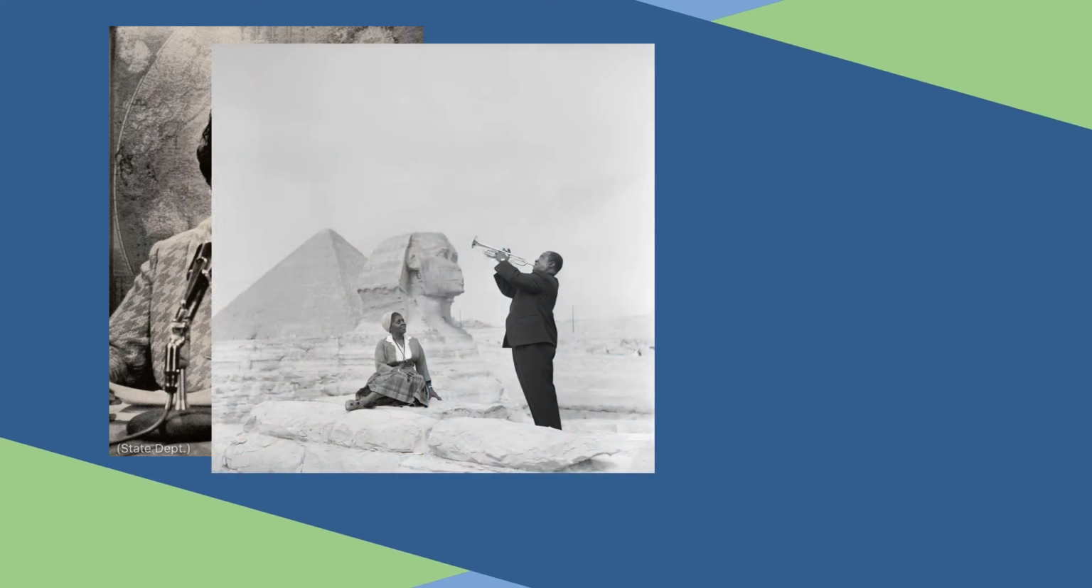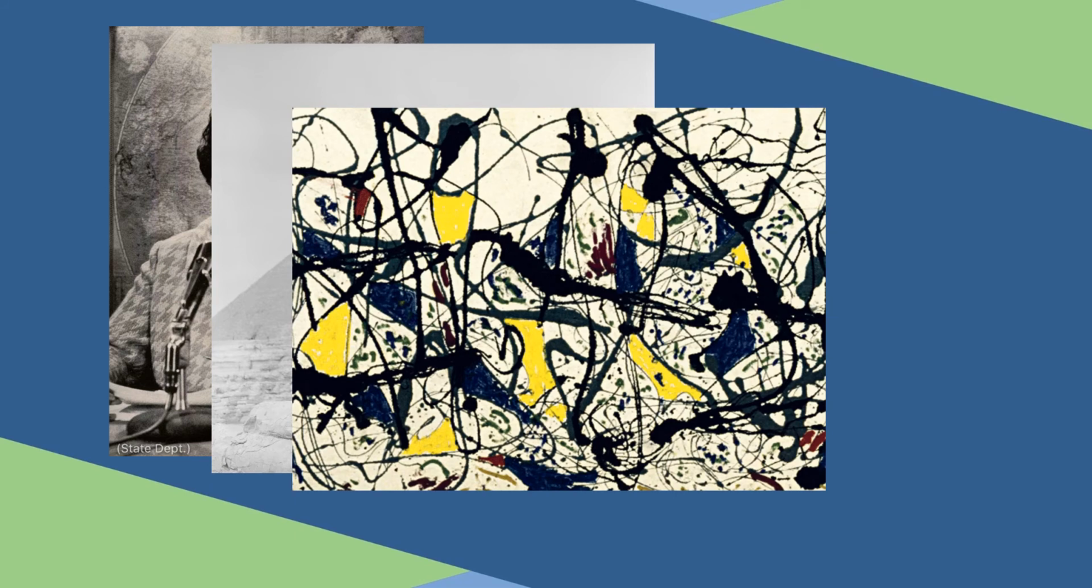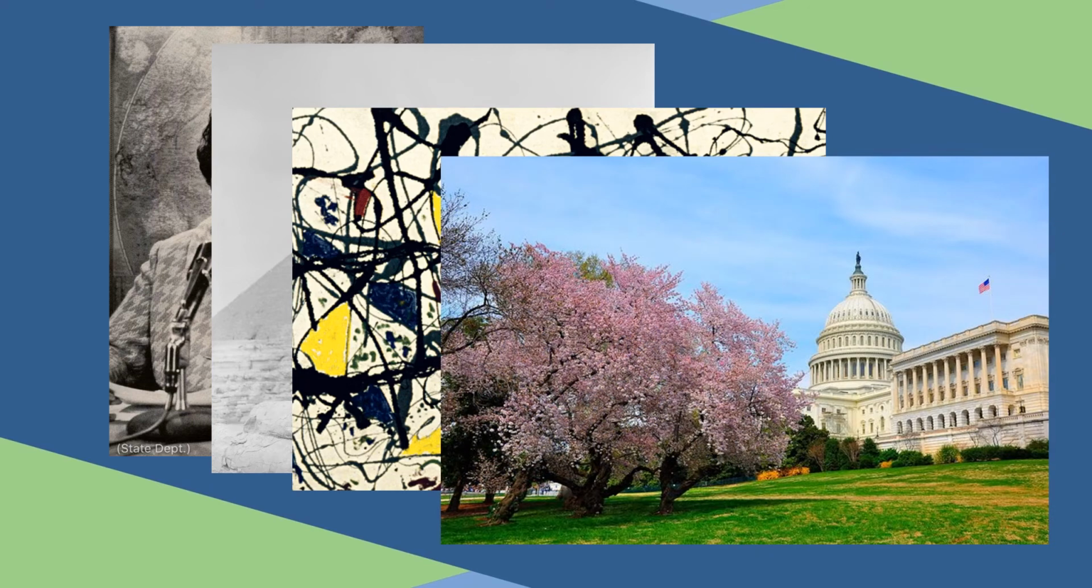But sometimes diplomacy will look different from what we expect, like the jazz ambassadors sent to the Middle East, North Africa, and the Soviet Union during the Cold War, or the art of Jackson Pollock promoted by the US government as a representation of individualism opposed to the collectivism of communist countries. Or looking back a little further, the gift of thousands of cherry blossom trees from Japan to the US in 1912.